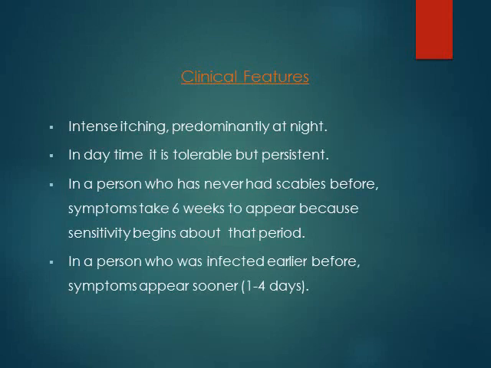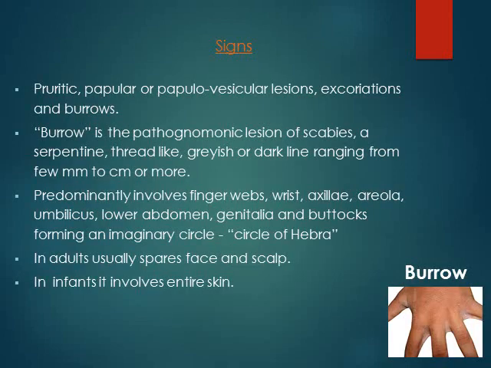Clinical features are usually intense itching, predominantly at night. In the daytime it is tolerable but persistent. In a person who has never had scabies before, the symptoms take around 6 weeks to appear, because sensitivity begins about that period. Lesions are a few millimeters to a centimeter or more. It predominantly involves finger webs, wrist, axillae, areola, umbilicus, lower abdomen, genitalia, and buttocks, forming an imaginary circle or circle of Hebra. In adults, it usually spares the face and scalp.